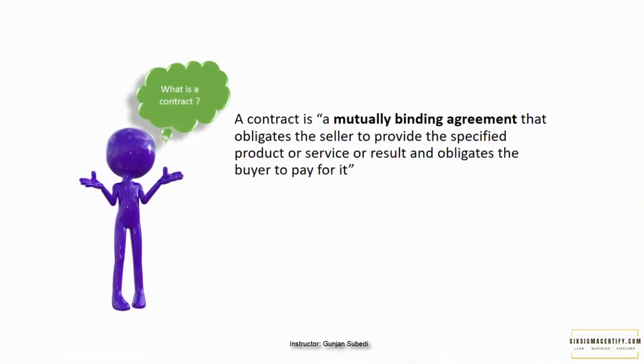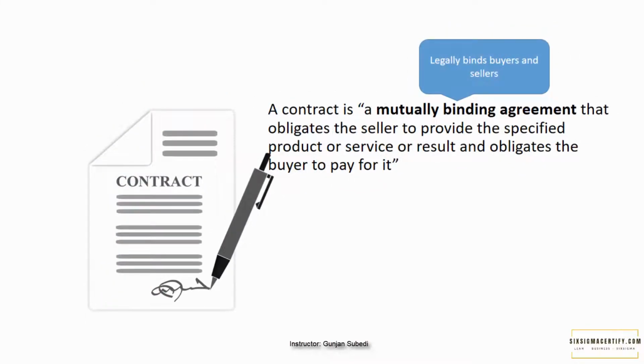First of all, let's learn what a contract is. The PMBOK guide explains a contract as a mutually binding agreement that obligates the seller to provide the specified product or service or result and obligates the buyer to pay for it. Some points that we can make out of this definition are: a contract is mutually binding. It binds both parties legally. It binds the customer or buyer to pay the seller for the product or service, and it binds the seller to provide the product or the service to the buyer.